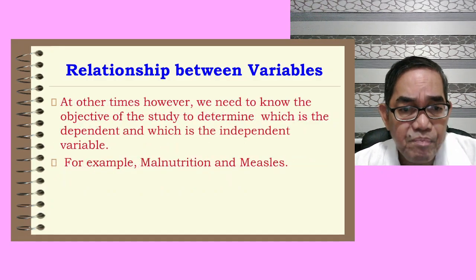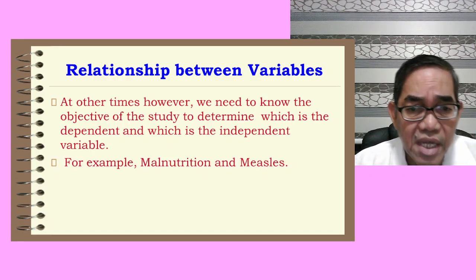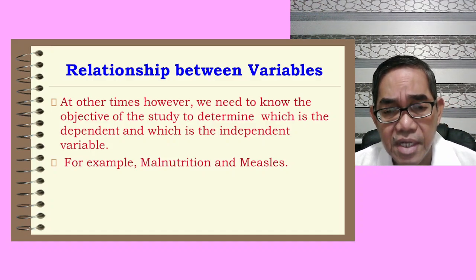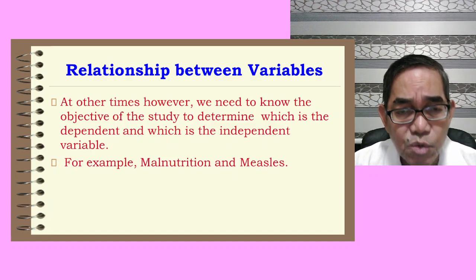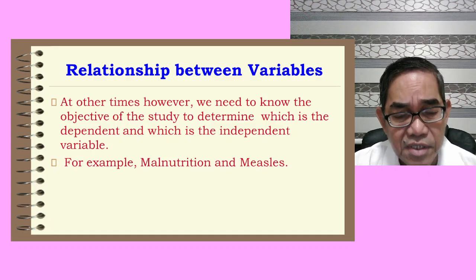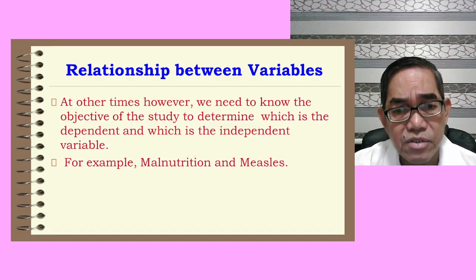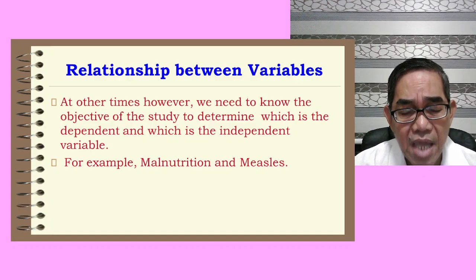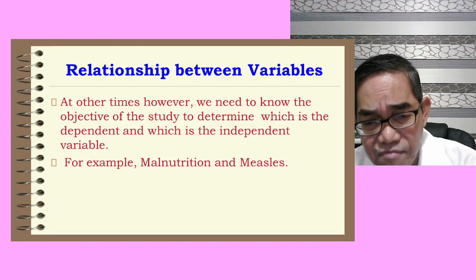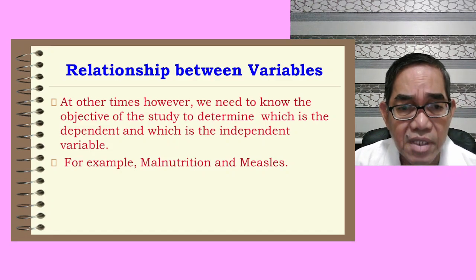Okay. Now, at other times, however, we need to know the objective of the study to determine which is the dependent variable and which is the independent variable. And that is why, as I said, we need to know the objective of the study. So this is the objective of the study. For example, prior to giving the objective, malnutrition and measles, we won't be able to know what the independent and what the dependent variables are, because we don't know yet what the objective of the study is.